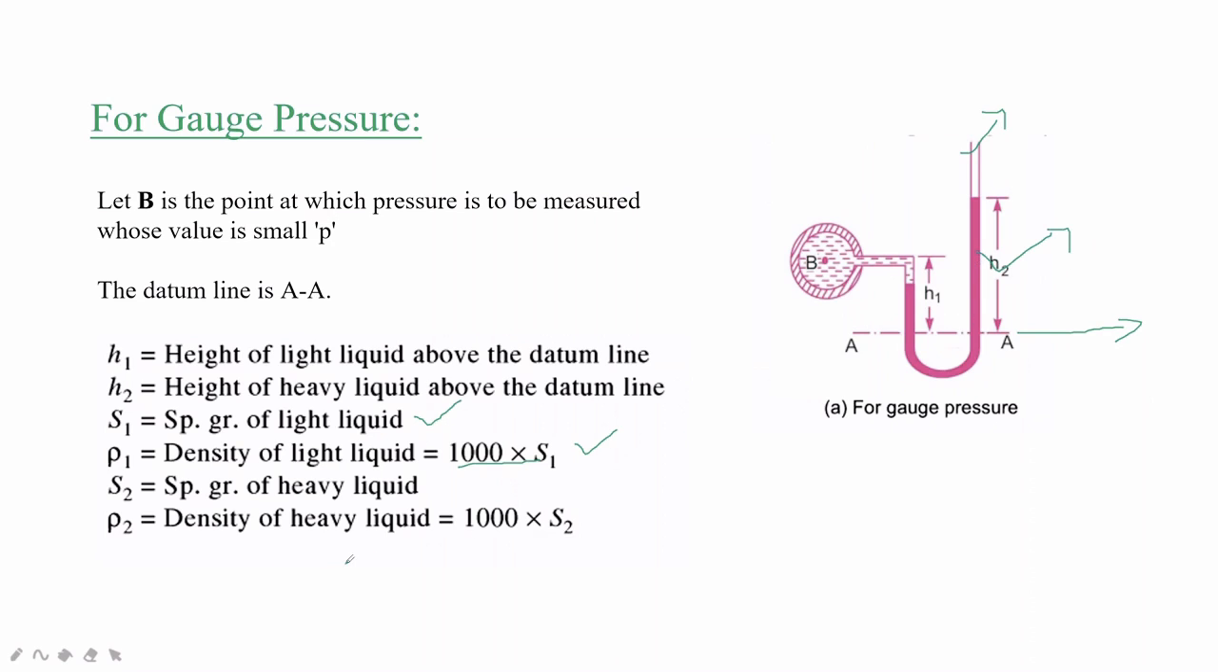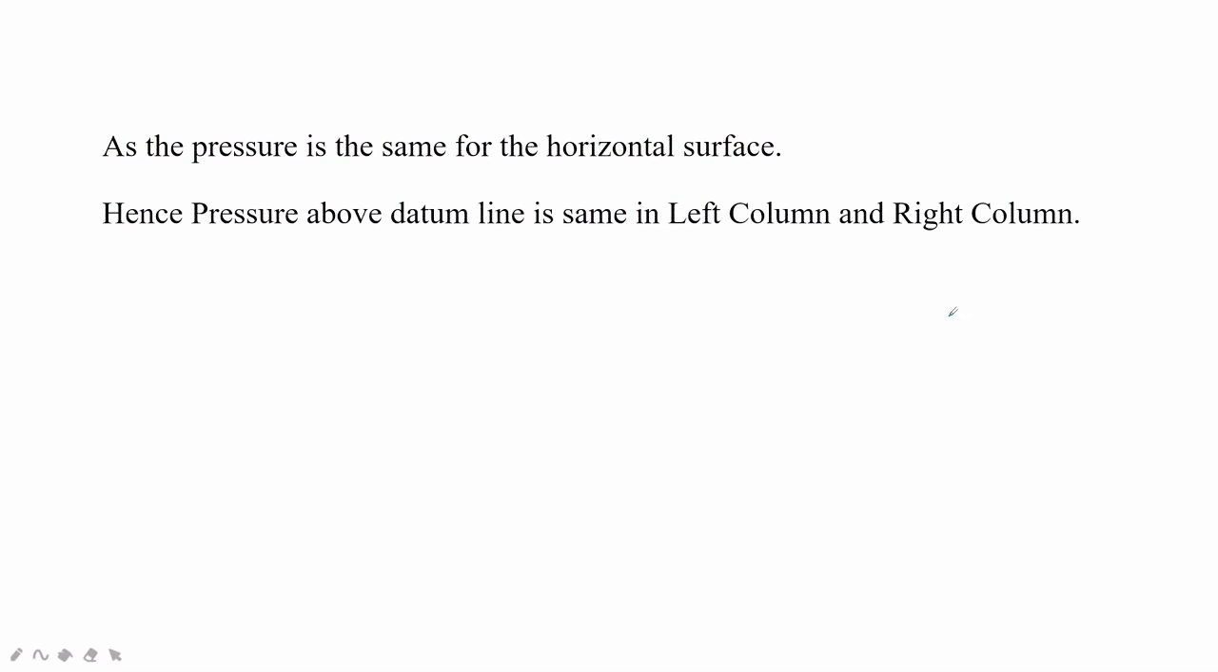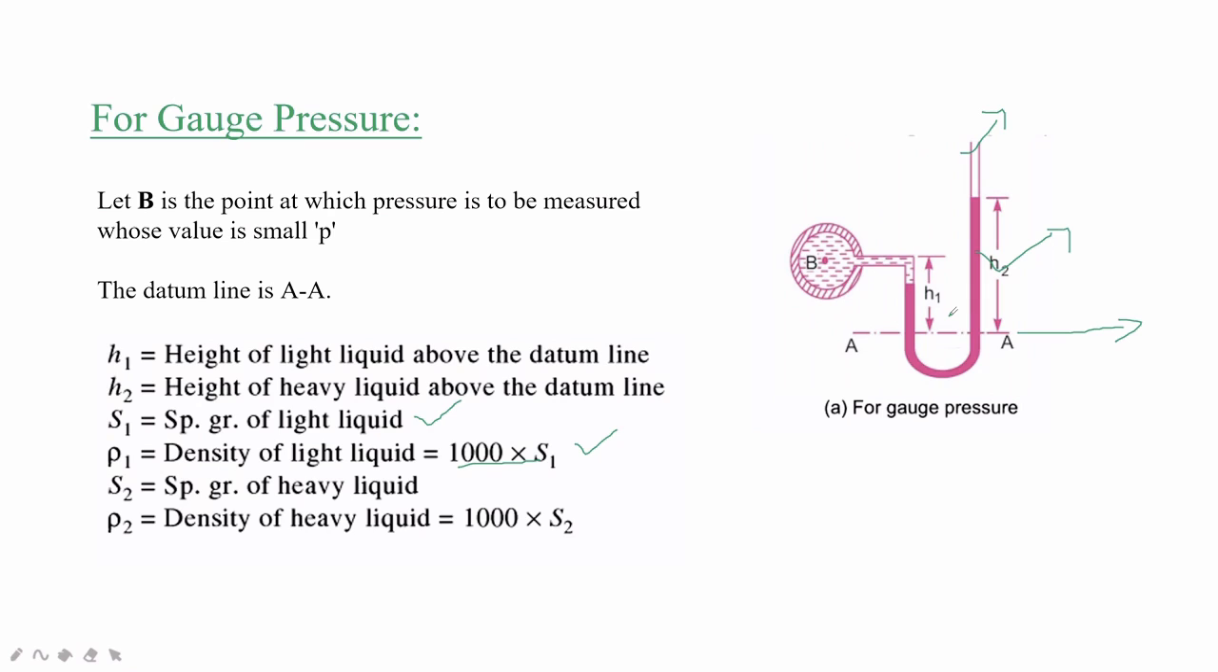So the density of the heavy liquid is rho 2, that is 1000 into S2. Fine. So we took datum line AA and defined H1, the specific gravity and the density for two different types of liquid, right? Now, as the pressure is the same for the horizontal surface, we consider the datum A. Here also the same liquid, here also the same liquid, right?